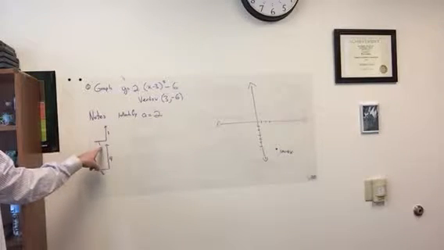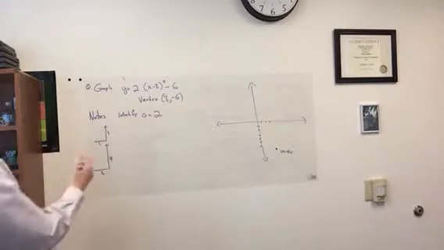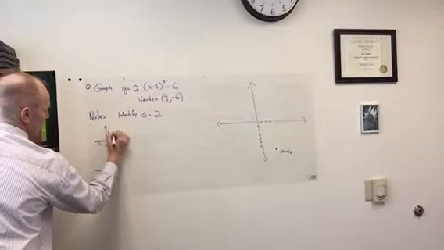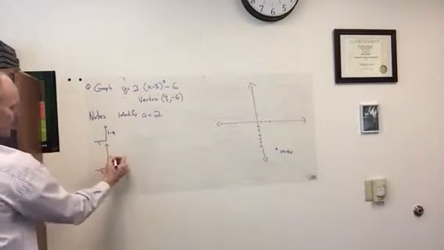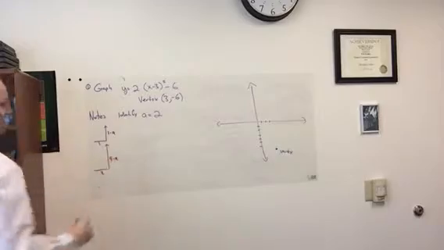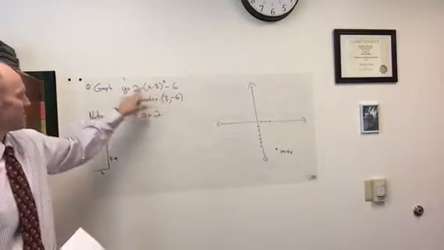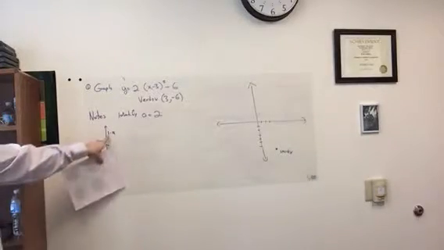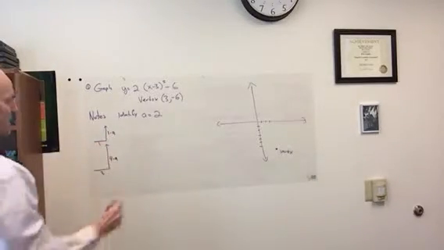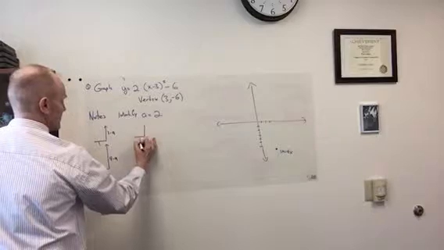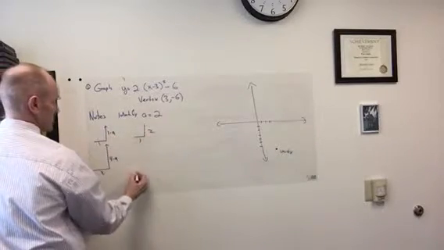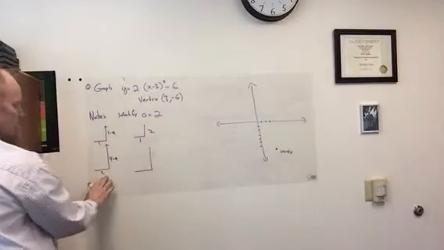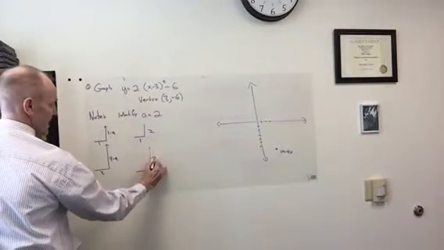So now, instead of going over 1 up 1, we're going to go over 1 up 1 times a. And instead of going over 2 up 4, we're going to go up 4 times a. Because we're going to take whatever we have here and multiply it by 2, so it's going to change the height. In this case, 1 times a means I go over 1 and up 1 times 2, which is 2. Here I go over 2 and up 4 times a, which is 8.